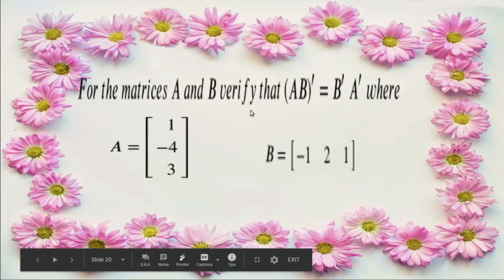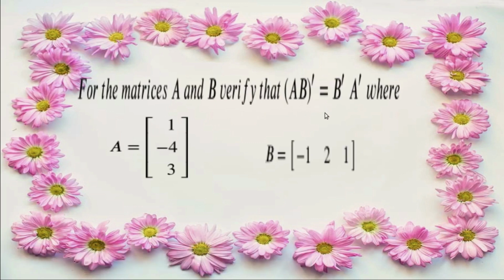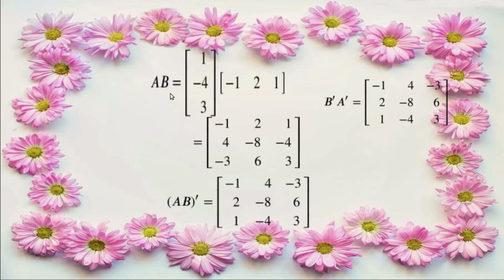For the matrices A and B, verify that AB transpose equal to B transpose into A transpose, where A equal to matrix 1, minus 4, 3 and B equal to matrix minus 1, 2, 1. We have to verify that AB transpose equal to B transpose into A transpose. Now AB equal to A, matrix 1, minus 4, 3, times B, matrix minus 1, 2, 1. Order of A is 3 by 1, order of B is 1 by 3, so order of AB is 3 by 3.